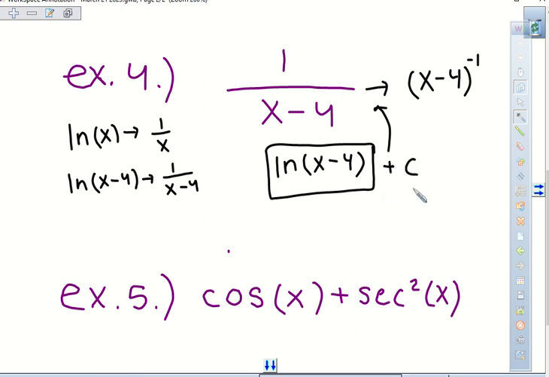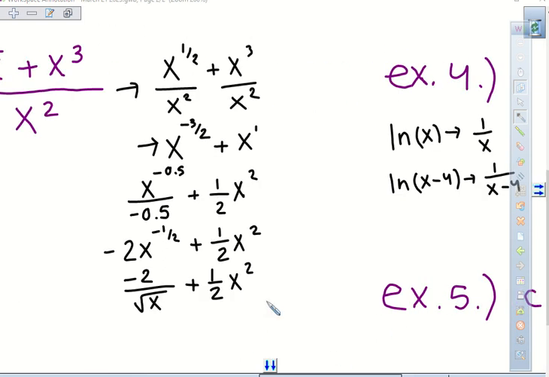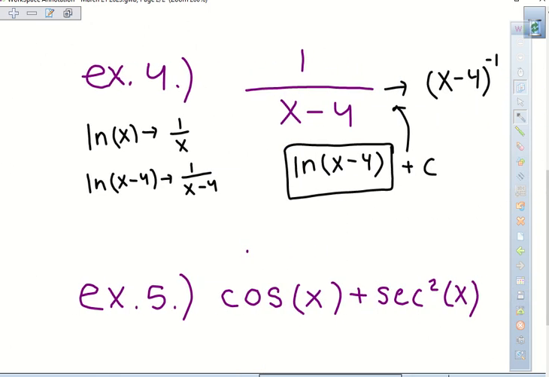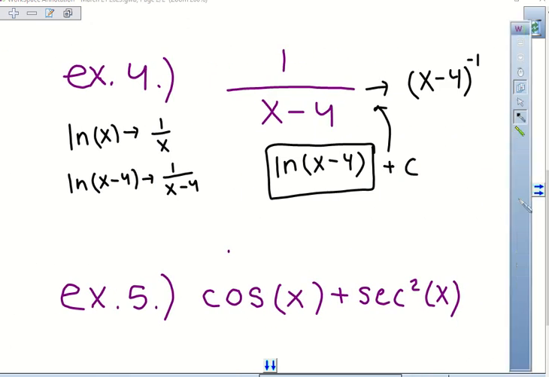And then don't forget your plus c. I almost did there. Did I add it on this one? Forgot it here too. So I'll forget it a lot. You got to make sure you remember it too. And remind me as well if I forget.